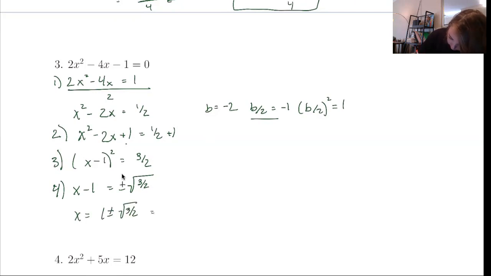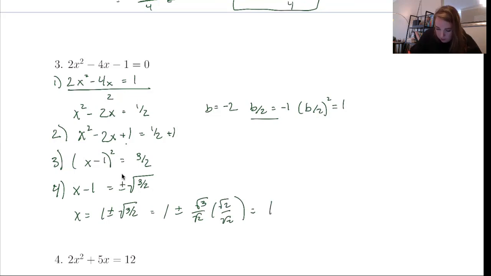And if you wanted to, you could get the radical out of the denominator. It would be square root of 3 over square root of 2, and then I would multiply this by root 2 over root 2. So this would be 1 plus or minus square root of 6 over 2, because these are multiplied, so I can move the exponent out. 3 times 2 is 6. I think this is the same. And that's what x equals.